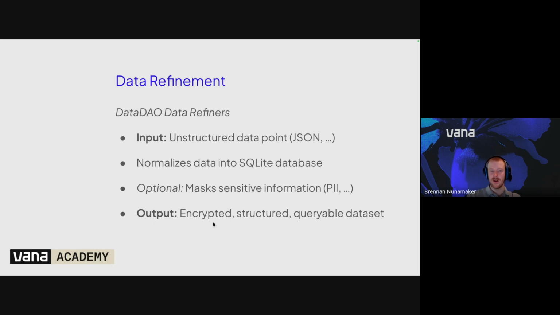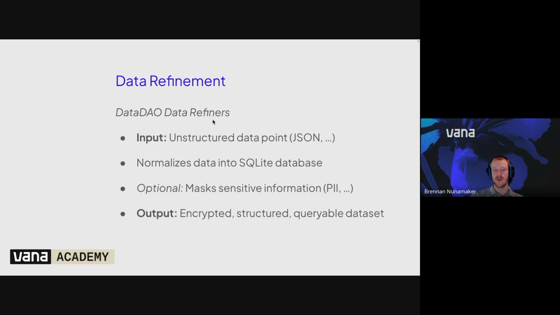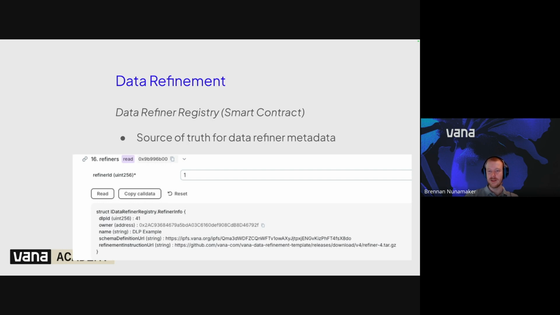And the output of a single data refiner provided by a DataDAO is an encrypted, structured, queryable data set. So it's an SQLite database that then gets registered on chain. Once you have defined how this data refiner works on a code level, using maybe one of the template repositories, then you have to register it on chain with the data refiner registry smart contract, which serves as the source of truth for data refiner metadata.